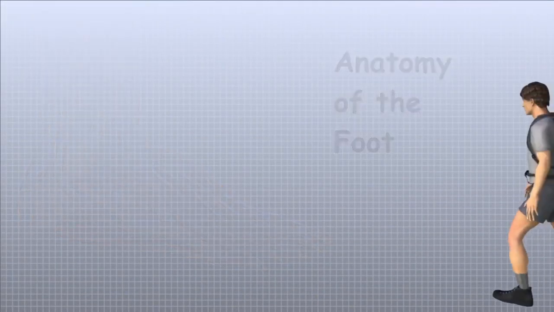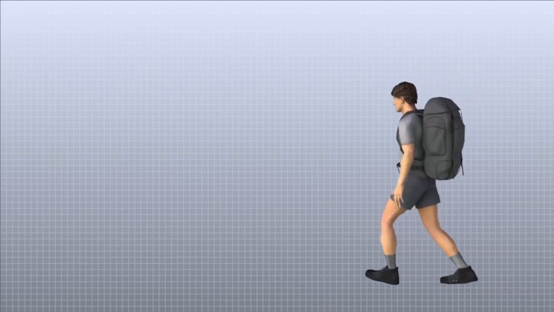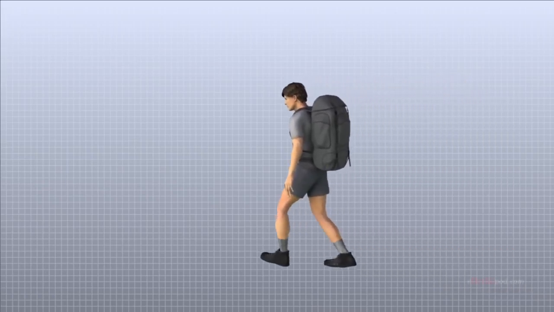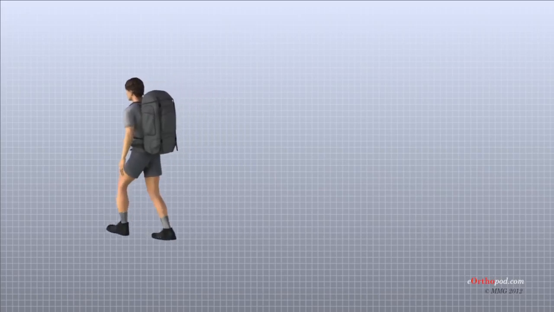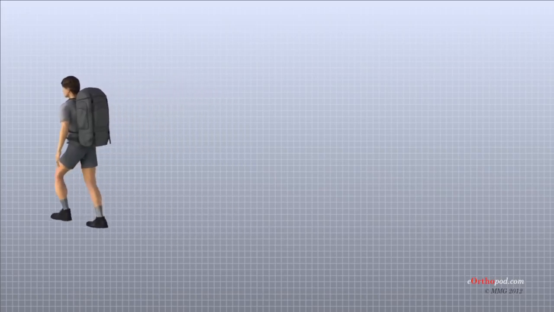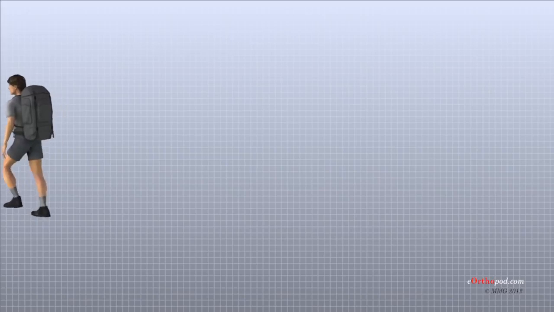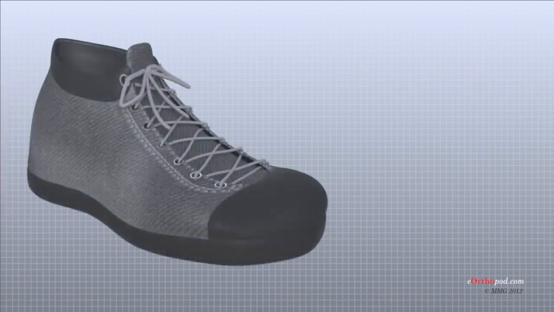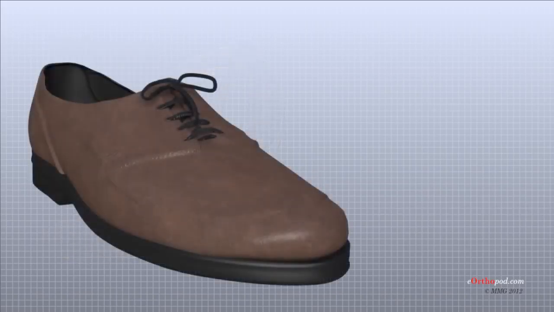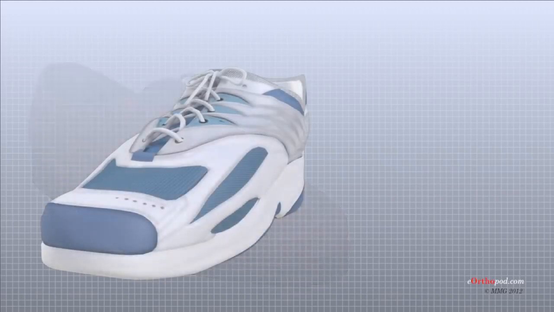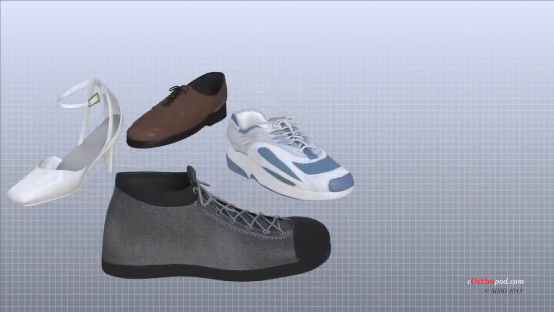Our feet are constantly under stress. It's no wonder that 80% of us will have some sort of problem with our feet at some time or another. Many things affect the condition of our feet: activity level, occupation, other health conditions, and perhaps most importantly, shoes. Many of the problems that arise in the foot are directly related to shoes, so it is very important to choose shoes that are good for your feet.